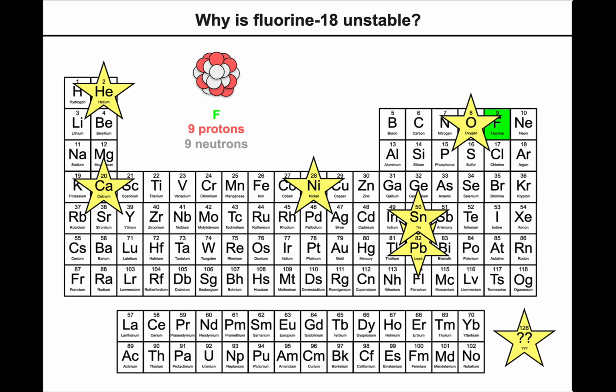So let's look at fluorine. Fluorine has 9 protons and 10 neutrons. If I tried to make a fluorine with 9 neutrons, we have a little bit of a problem. The problem with this fluorine is that it has the number 9 twice.